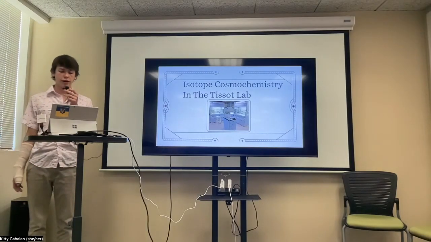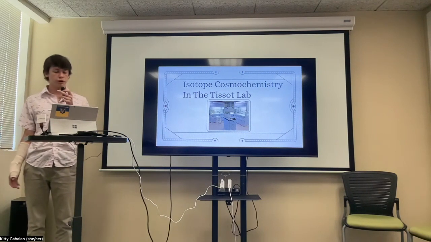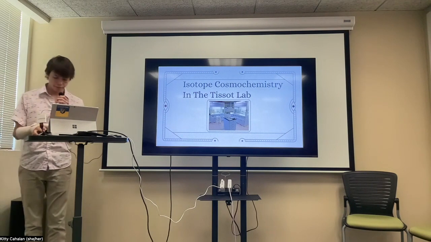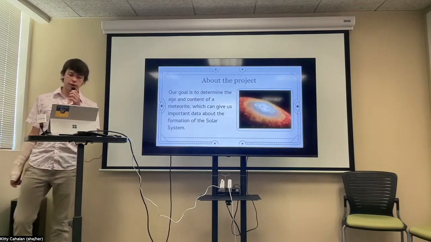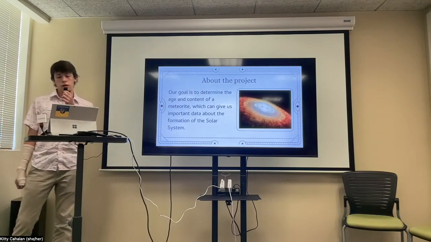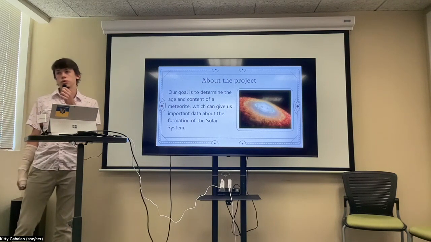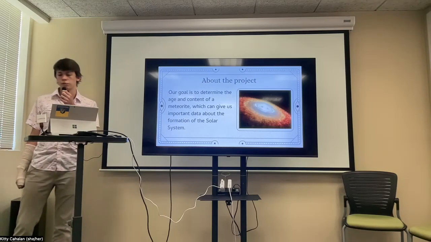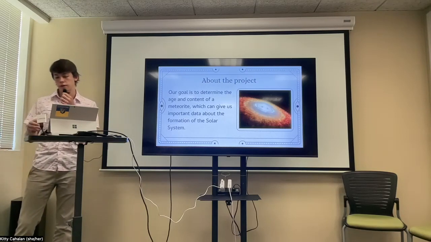Hi everyone, I'm Matt, and I'll be talking about what we've been doing in the Tissot lab this summer. A little bit about the project. We're looking at meteorites and trying to determine their age. That's really important. It gives us so much information about the formation of the solar system and the processes that led to what it is today.